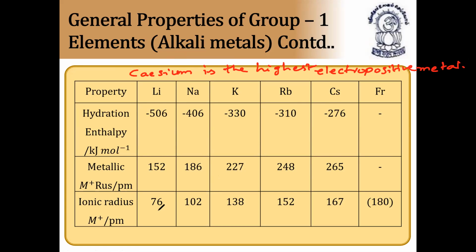So ionic radius 76, 102, 138, 152, 167. So as we go down the group, ionic radius increases as the atomic radius also increases. For francium, it is equal to 180. Next, we'll proceed to the next slide.